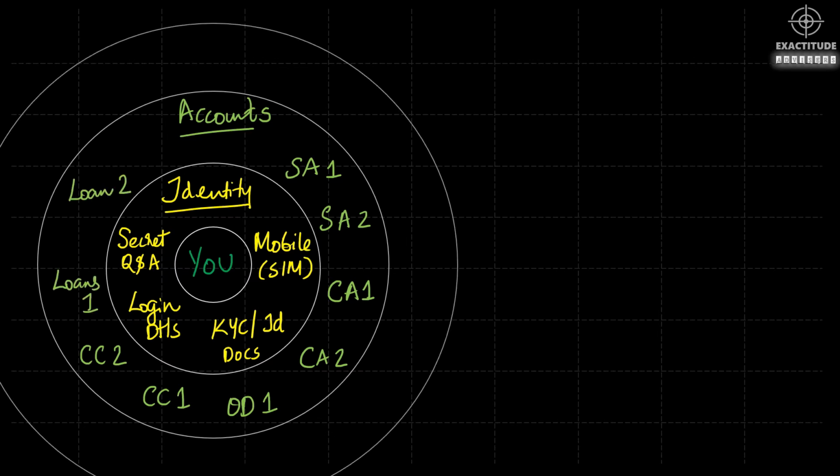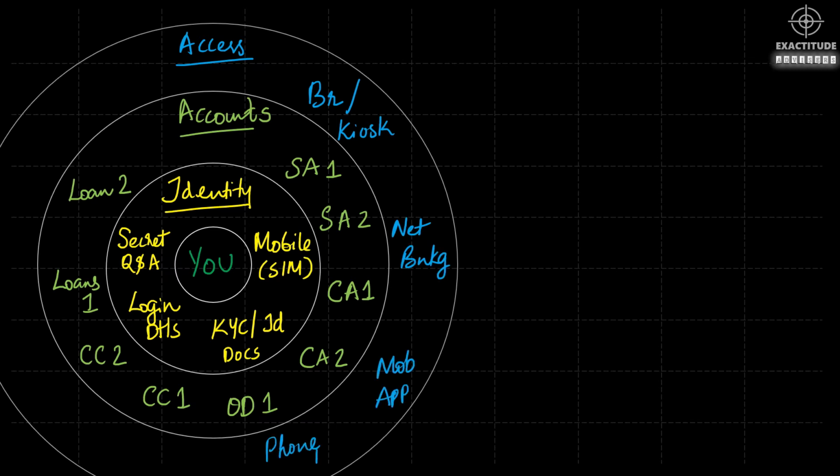Now, these accounts have certain access channels, which could range from the physical access channels such as branches or kiosks, and online channels such as net banking, mobile banking through an app, phone banking, SMS banking, or the latest Unified Payments Interface, or even the WhatsApp banking features that get introduced today.